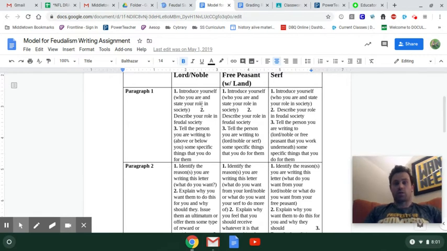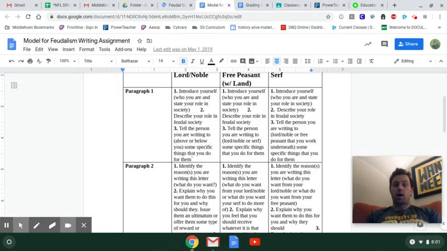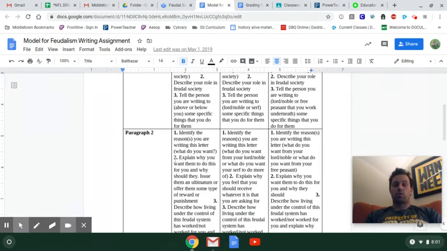You should introduce yourself and who you are and what your role is. You should describe your role in society. So go back to whatever level you are from that day this week. Let's say you're a peasant and serf, go back to yesterday and take what you already wrote and put that into your letter. Describe your role in society. Tell the person who you are writing to, above or below you, some specific things that you do for them.